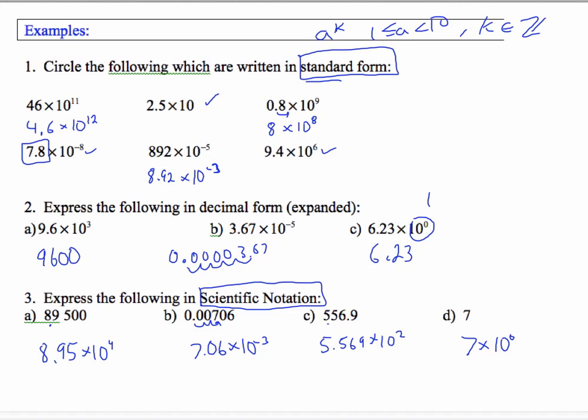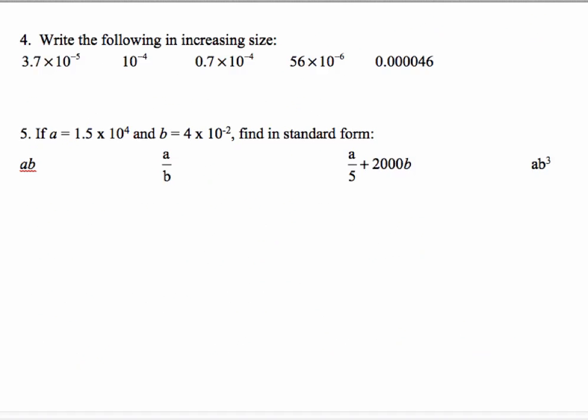Alright, so next, write these in increasing size. So they're going to be increasing. We need to put the smallest one first. Alright, so look at them. Actually, it's very easy to compare if they're all in scientific notation or standard form. So let's switch them all first.